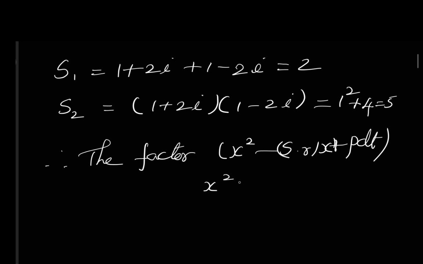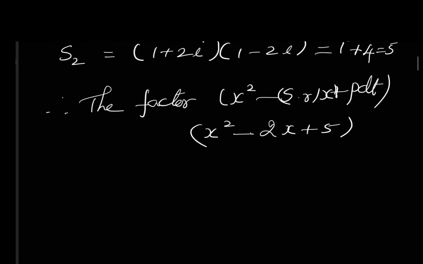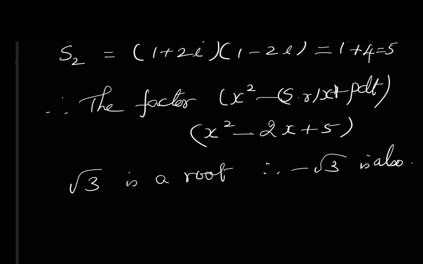So x squared minus 2x plus 5. This is one quadratic factor. The other given root is root 3. So therefore minus root 3 is also a root, because irrational roots always occur in pairs. We have seen this in the previous sums also.